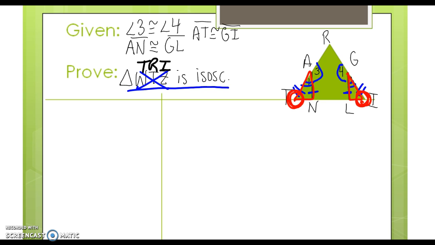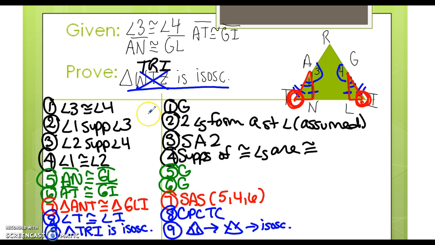I'm going to write it out and compare it to what you have written out. So starting with my given information, angle 3 is congruent to angle 4. I mentioned the pair of supplements. That gets me angle 1 congruent to angle 2 because of the fact that supplements of congruent angles are congruent. Then my other two givens now have the red triangles congruent by side, angle, side, and therefore angle T congruent to angle I by CPCTC. And if two angles of a triangle are congruent, then the triangle is isosceles.